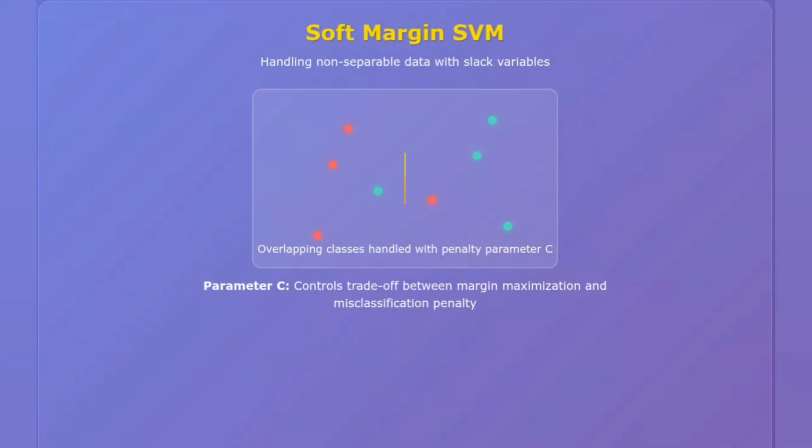But what happens when your data isn't perfectly separable? Real-world data is messy and classes often overlap. This is where soft margin SVM comes in. We introduce slack variables that allow some data points to be on the wrong side of the margin or even misclassified. The parameter C controls this trade-off. A high C value means we penalize misclassifications heavily, while a low C allows more flexibility. This is your bias variance trade-off in action.